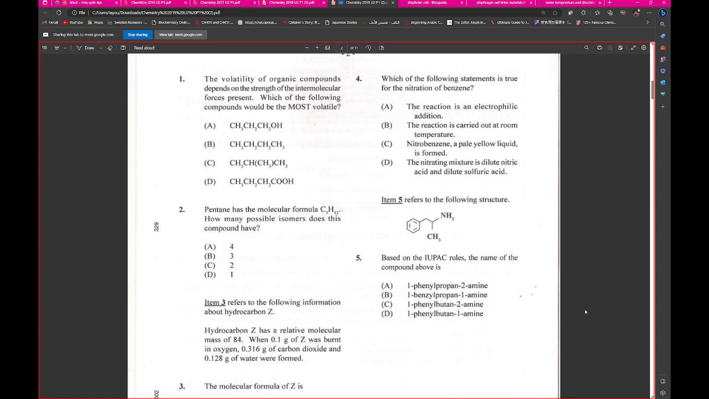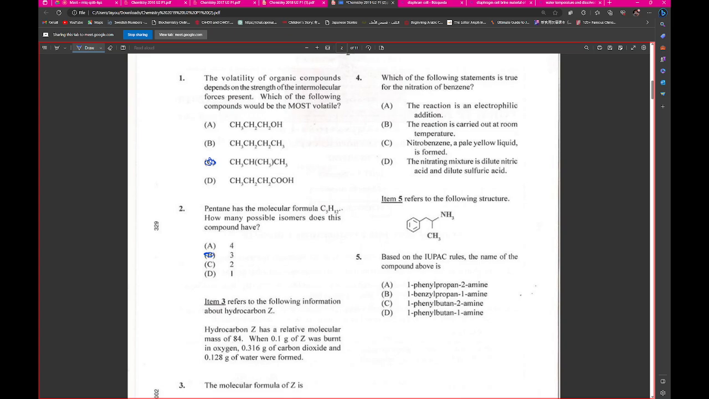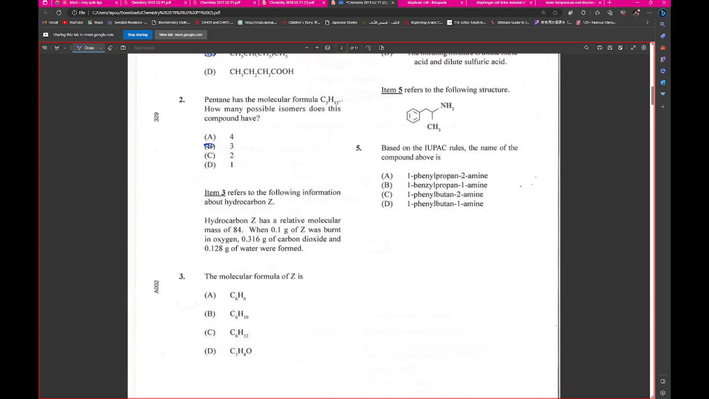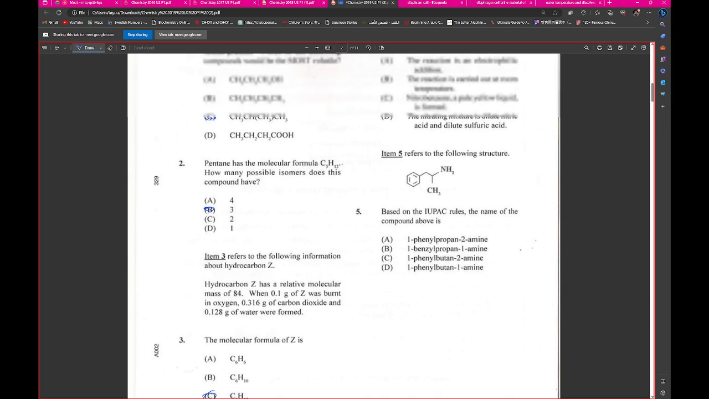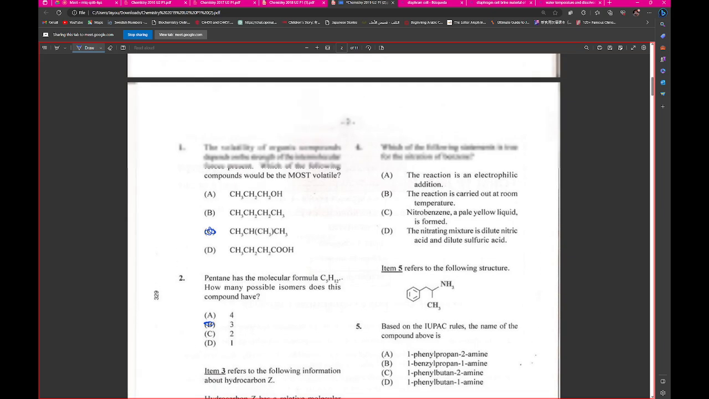So we're going to have a look at the 2019 Chemistry Unit 1 paper 1 now, going a bit faster. So the volatility, we chose C as it. So the repeats are coming in. This would be 3 for the molecular formula of pentane, these isomers. This would be C6H12 for the molecular formula of that compound, right?